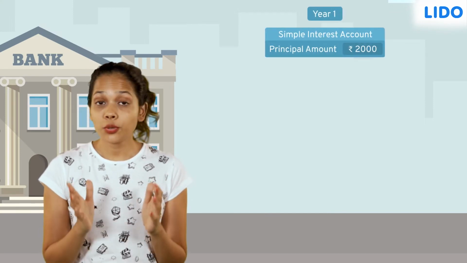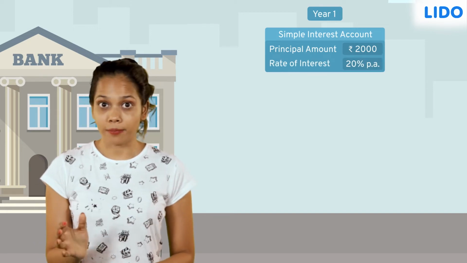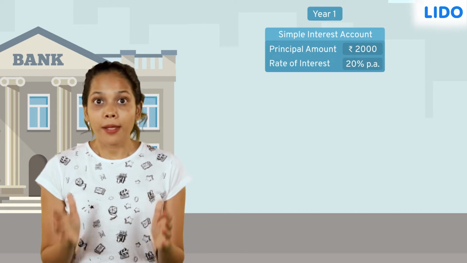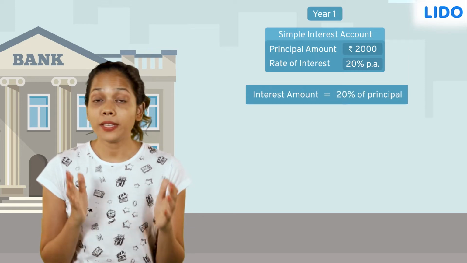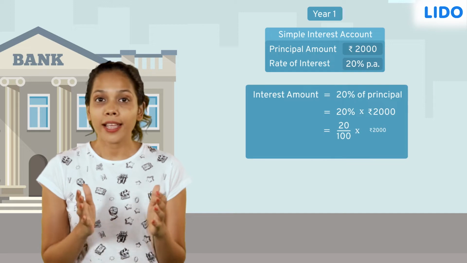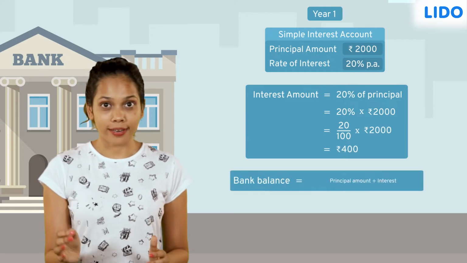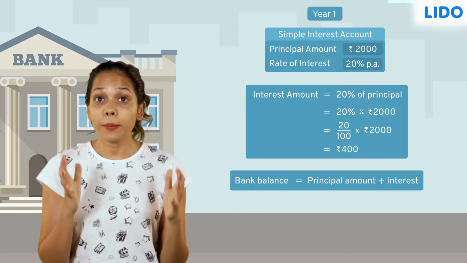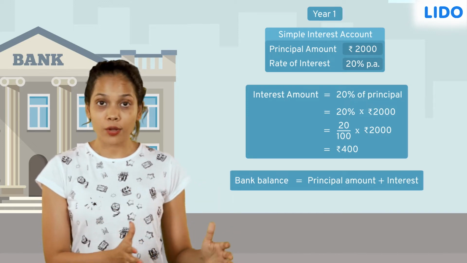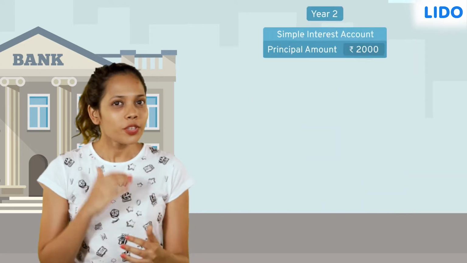Lakshmi deposited 2,000 rupees. The rate of interest is 20% per annum. At the end of year 1, the interest accumulated will be 20% of the principal, which is 20% of 2,000 equals 400. Thus, at the end of year 1, the bank balance will be principal plus interest, which is equal to 2,400 rupees. Moving on to year 2.